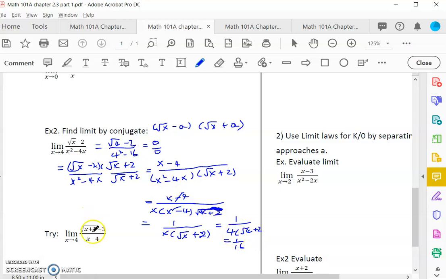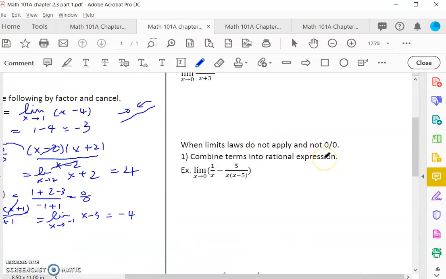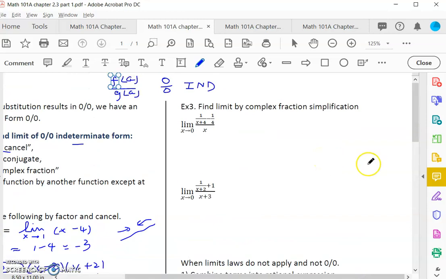So we'll do this in class. This one is a little more complex. Do this in class. So when you have a conjugate, you will do it this way.